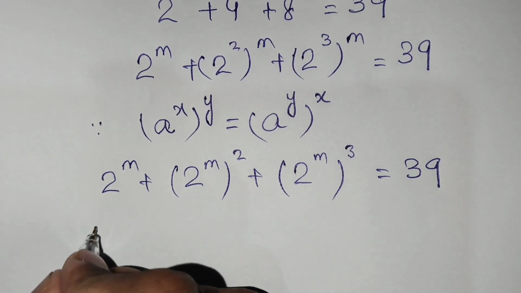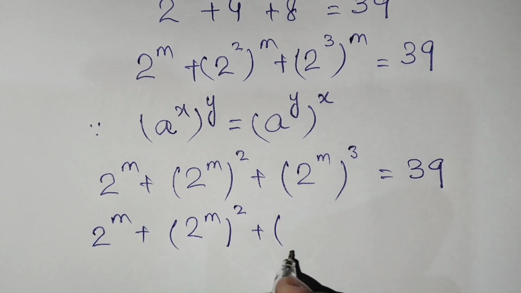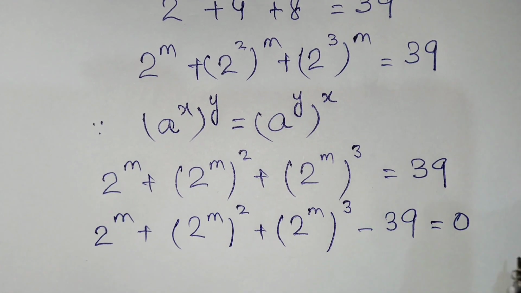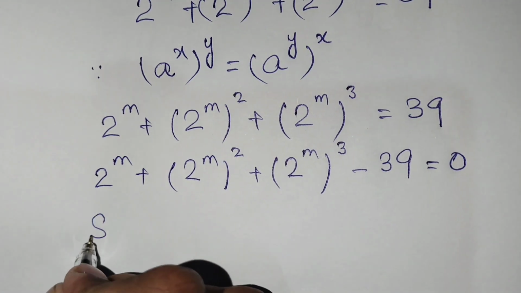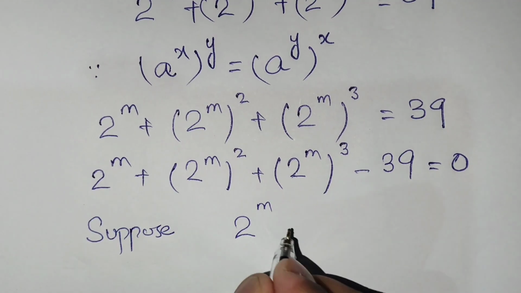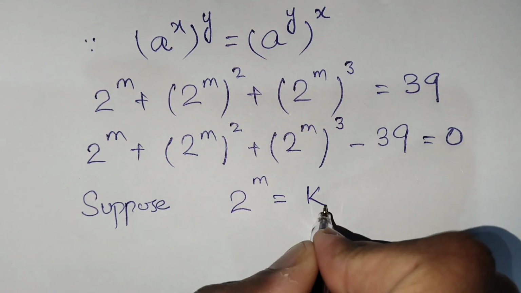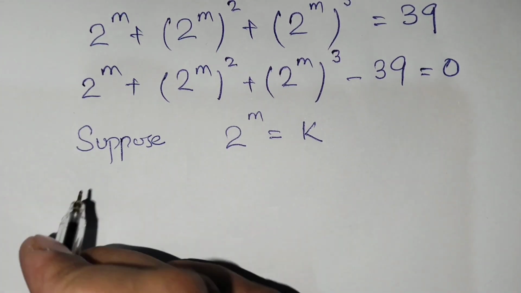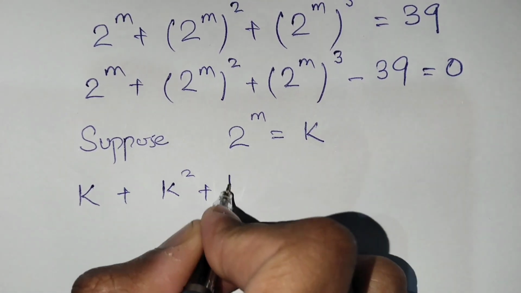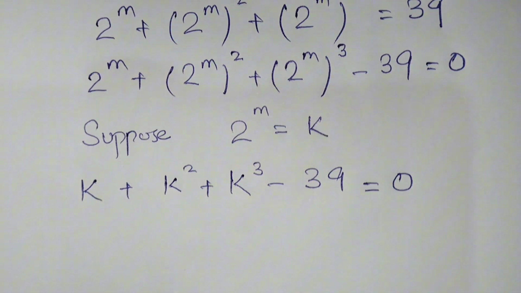Subtract 39 on both sides, we get 2 power m plus (2 power m) whole square plus (2 power m) whole cube minus 39 is equal to 0. Now we will suppose that 2 power m is equal to k. So the equation now becomes k plus k square plus k cube minus 39 is equal to 0.